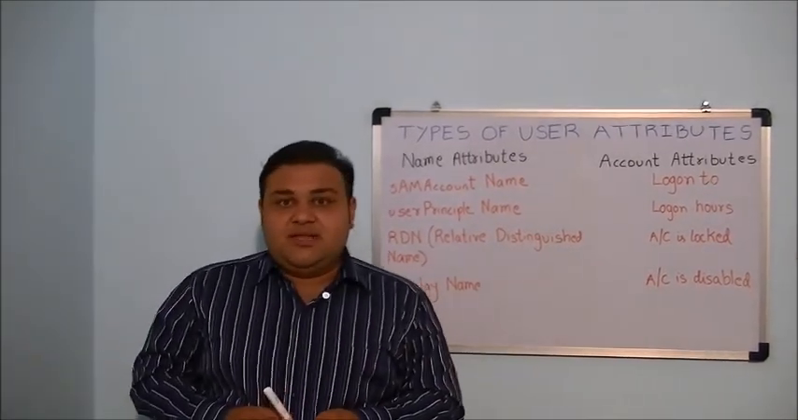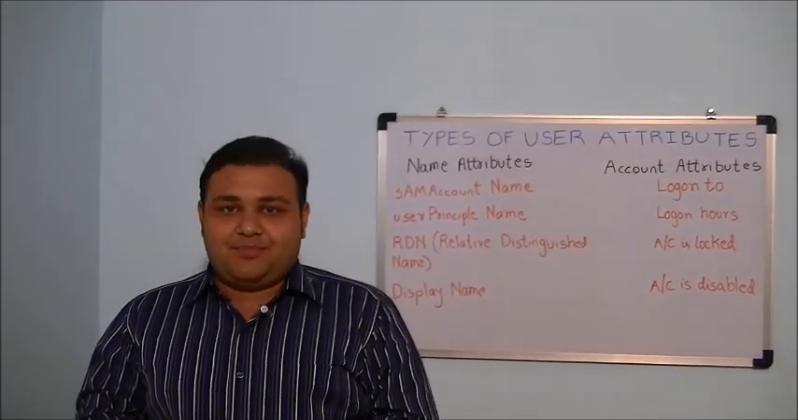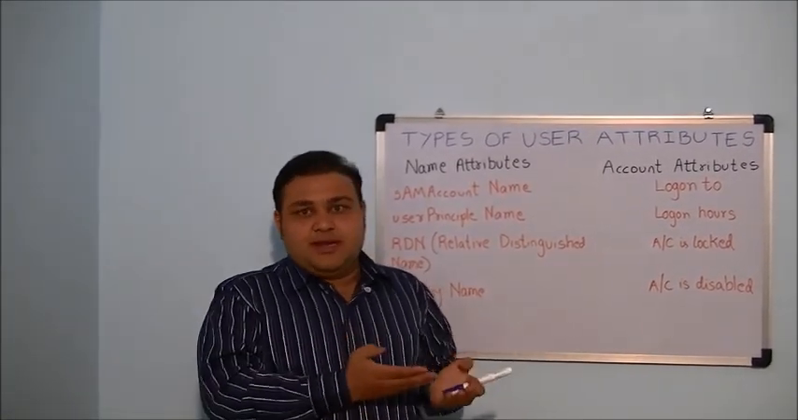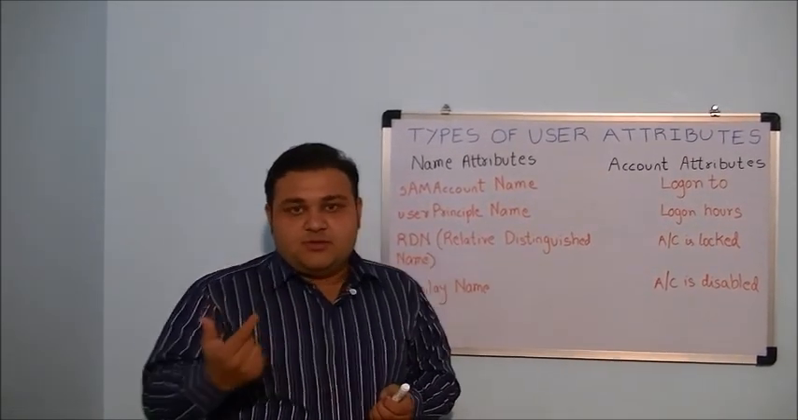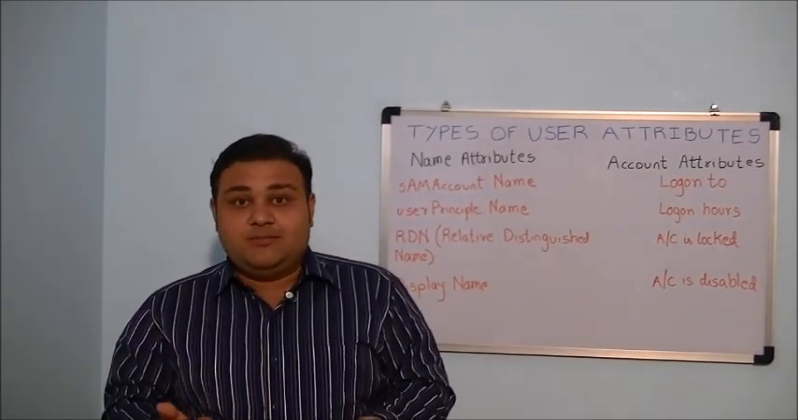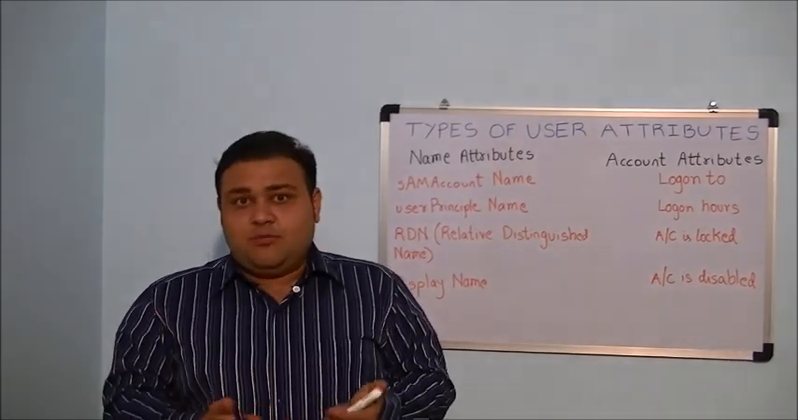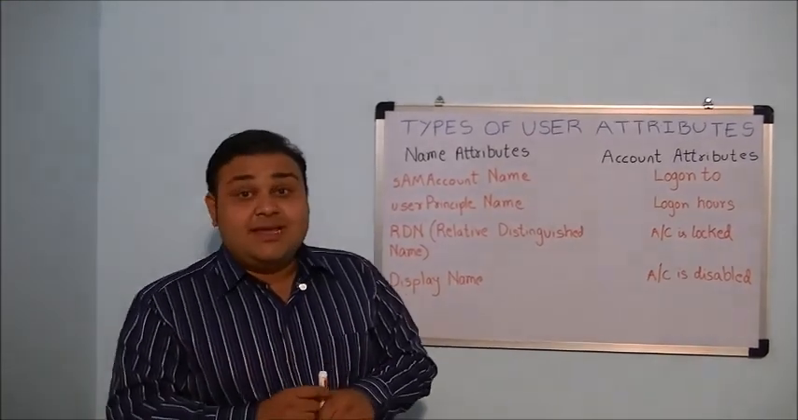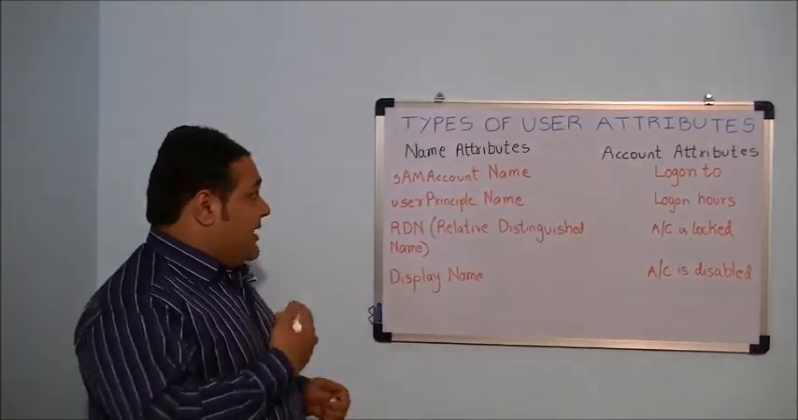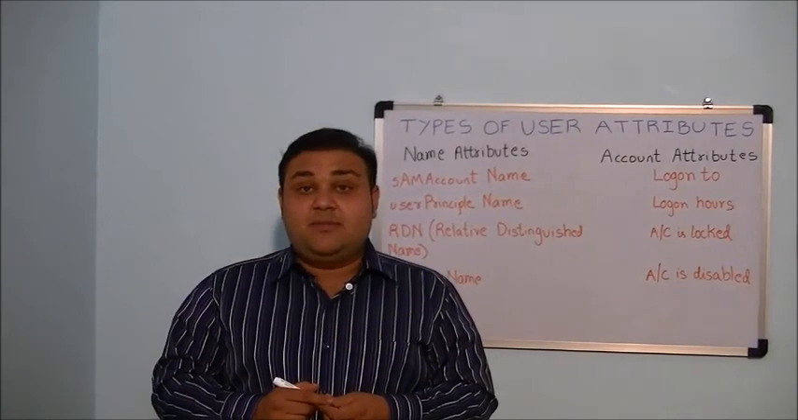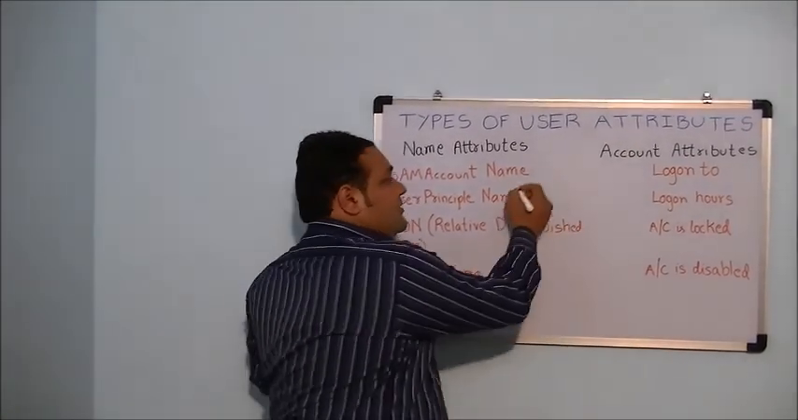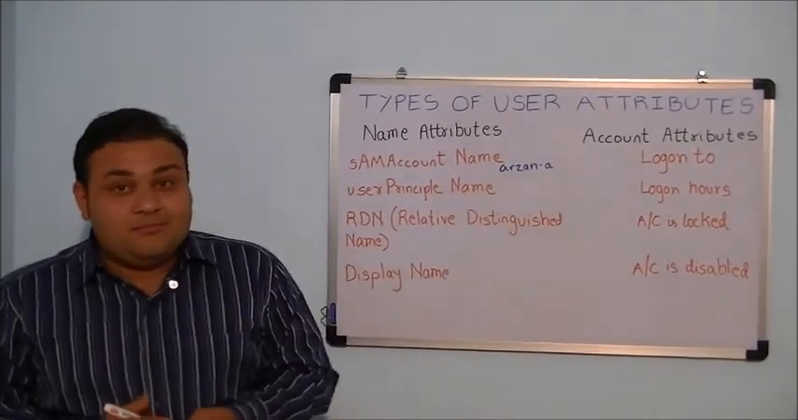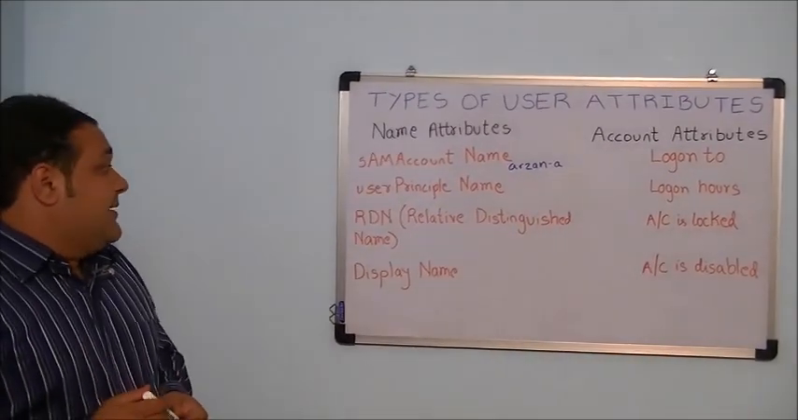SAM account name means the user login name or the user login ID. Now as we know, user credentials comprise a username and password. So if any user wants to log in, say John Smith wants to log in, he might have a SAM account name or user ID like john.smith. So that becomes the SAM account name. In my case, my full name is Arzan Amaria. So the SAM account name might be arzan.a.